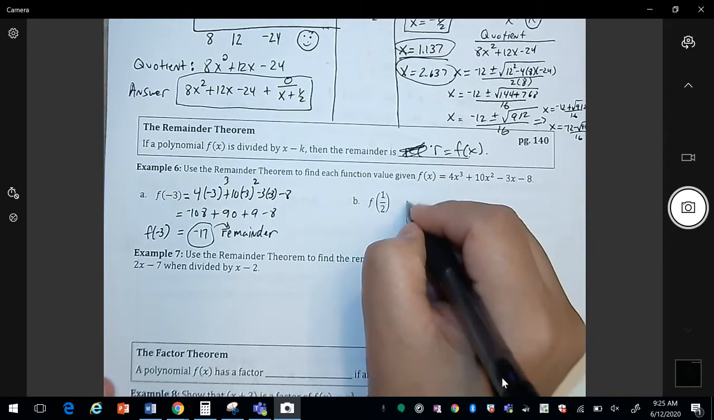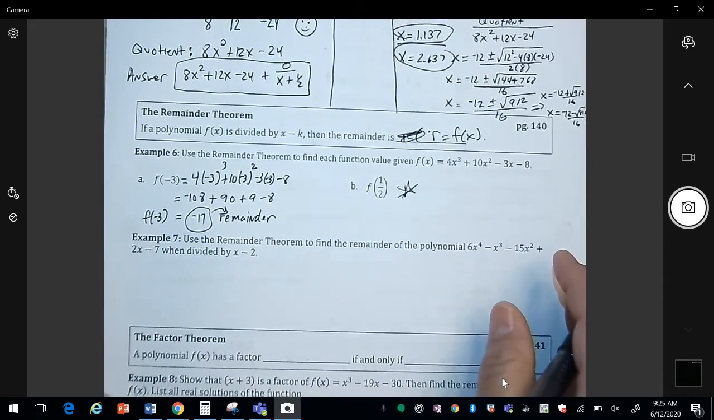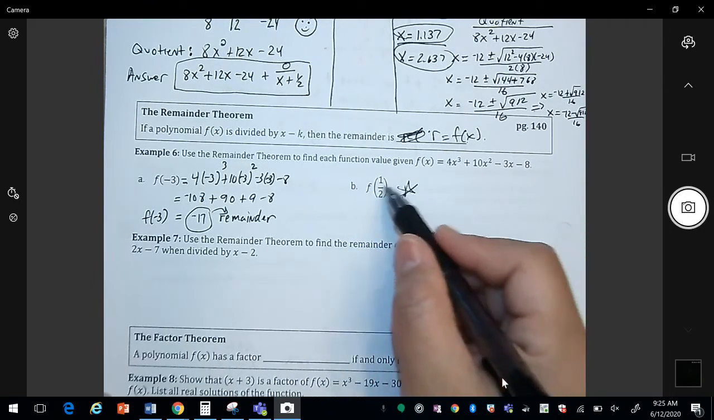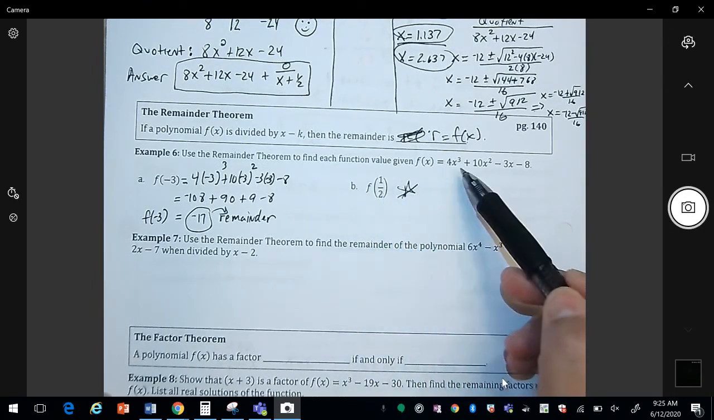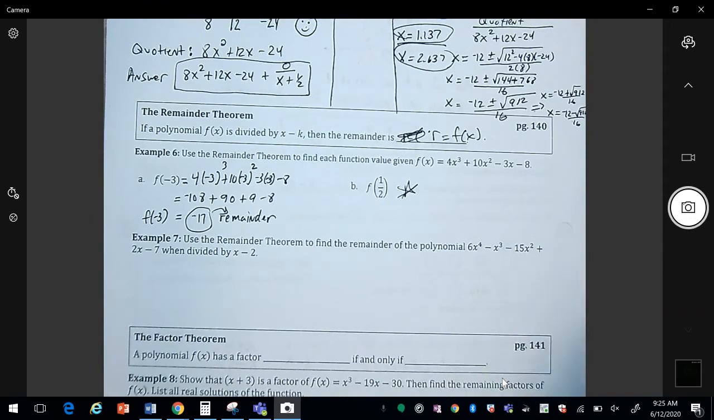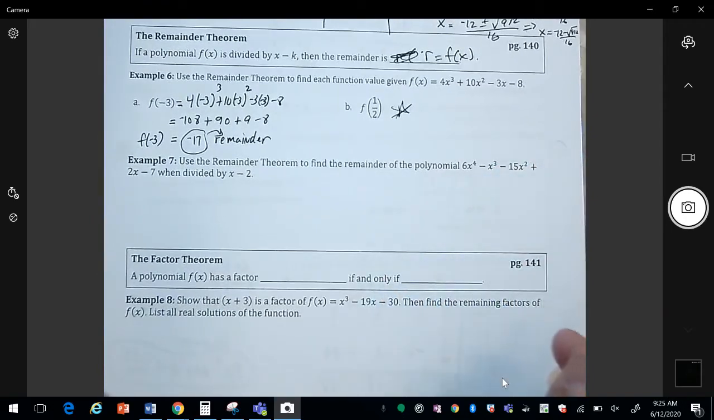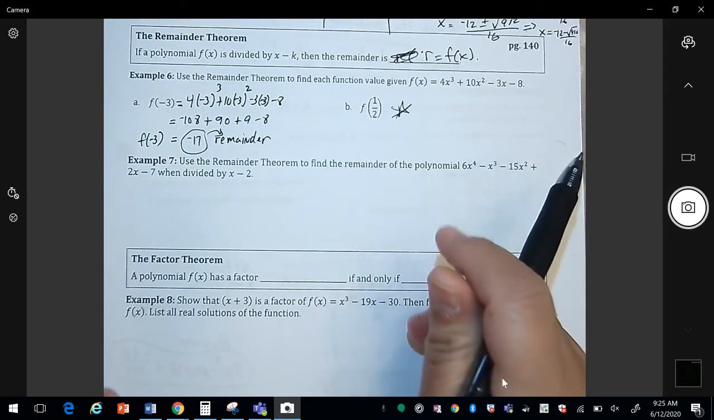Okay, you can practice with this one. If you have any questions, let me know. So basically you want to know what the remainder is. So we plug a half into the x's. Number 7, use the remainder theorem to find the remainder of the polynomial when divided by x minus 2.